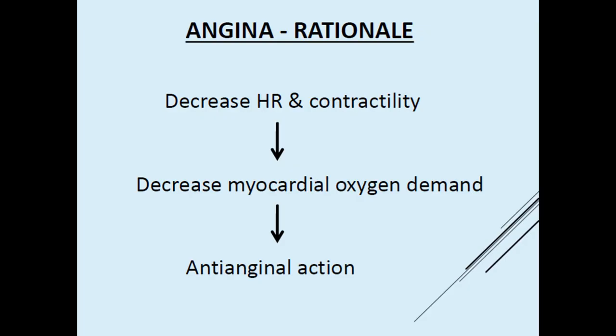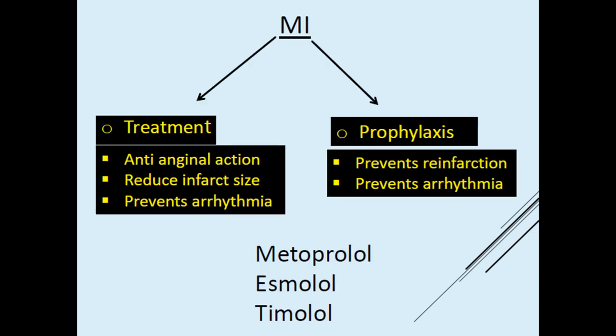In case of angina, they decrease the heart rate and contractility, so decrease the myocardial oxygen demand, showing the anti-anginal action. In case of myocardial infarction, there is a treatment and also prophylaxis treatment. Anti-anginal action means reducing the contractility of the heart, reducing the infarct size, and preventing the arrhythmia. In case of prophylaxis, they prevent the reinfarction and prevent arrhythmia. The drugs are metoprolol, esmolol, and timolol.